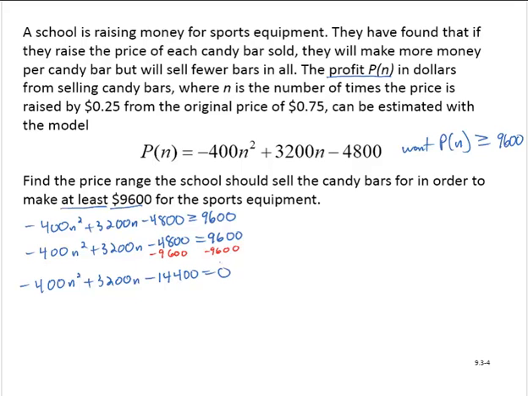Alright, let's factor the polynomial. It looks like I can factor out a negative 400. It appears that negative 400 is a common factor. So let's see, I'd have negative 400 times n squared minus 8n. Let's see, 14,400 divided by 400 is 36. So plus 36 is 0.